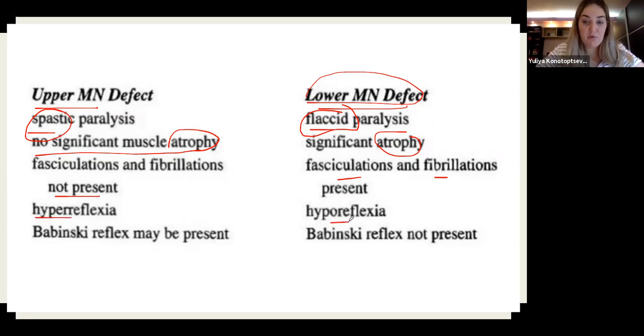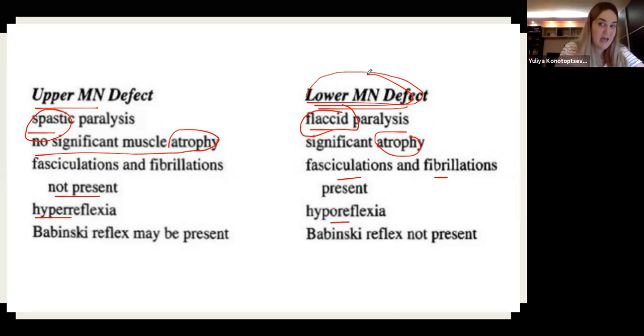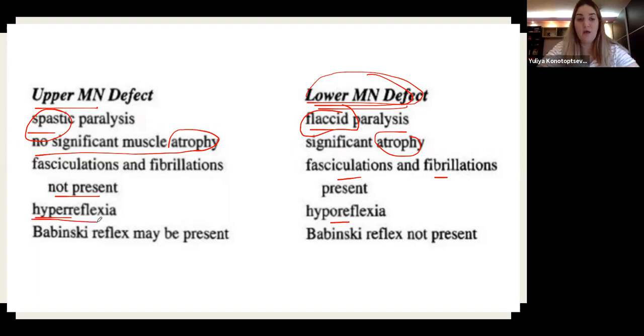Hyperreflexia, hyporeflexia, because lower motor neuron participates in the reflex. Remember? Sensory neuron, interneuron, lower motor neuron, or alpha motor neuron. So if you damage the lower motor neuron, you will see that all of the reflexes are very diminished, almost non-existent. But if you damage the upper motor neuron, you still keep the lower motor neuron intact, so there is going to be a reflex.